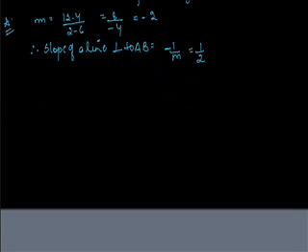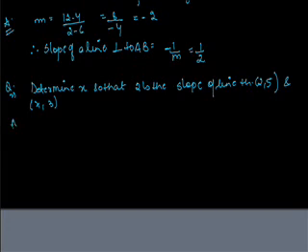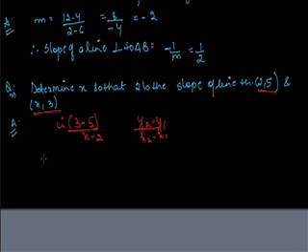Now next question, I have to determine x so that 2 is the slope of the line passing through (2, -5) and (x, 3). Very easy. I'll be finding it out. The slope of the line through (2, -5) and (x, 3) is (3 minus (-5)) upon (x minus 2), by y2 minus y1 upon x2 minus x1.